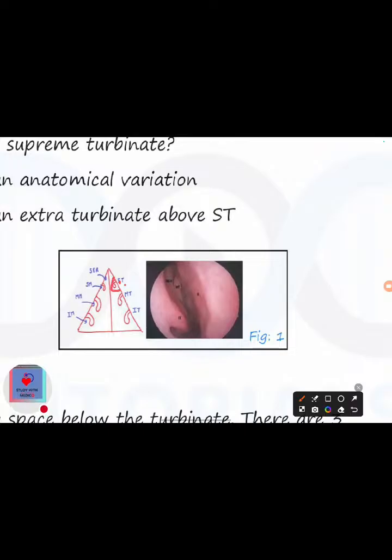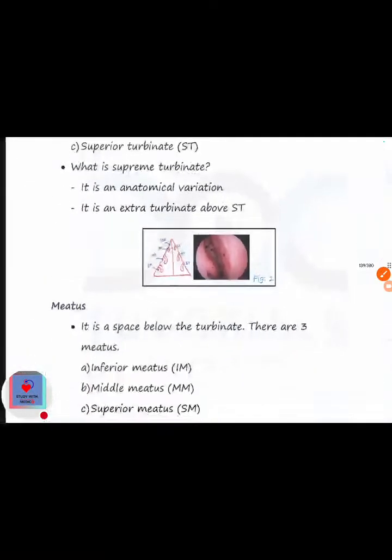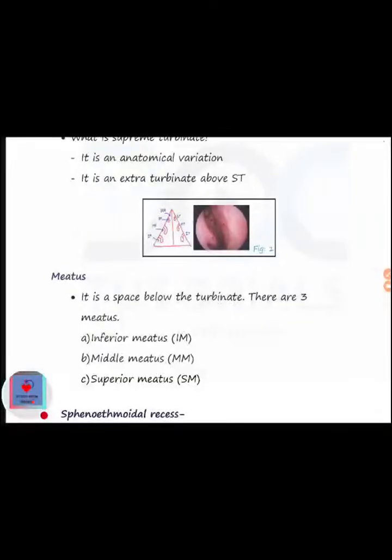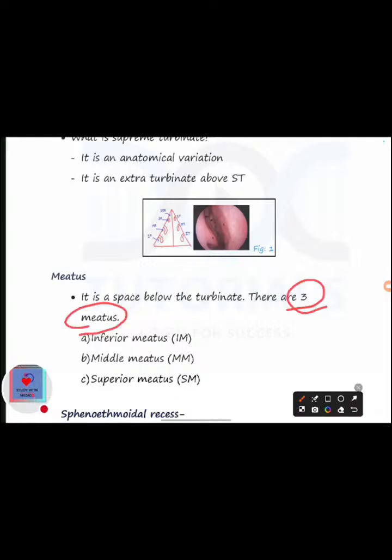This is the superior turbinate, middle turbinate, inferior turbinate. Below the turbinates you have a space called meatus. Below the superior turbinate, superior meatus. Below the middle turbinate, middle meatus. Below the inferior turbinate, inferior meatus. So there are three meatus since there are three turbinates.